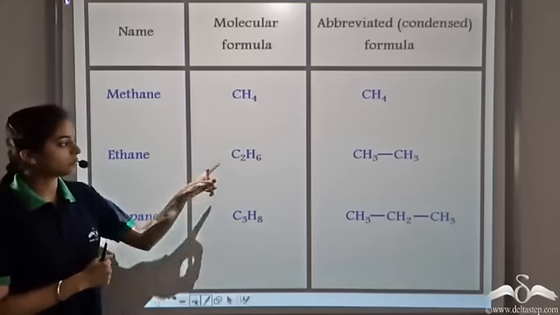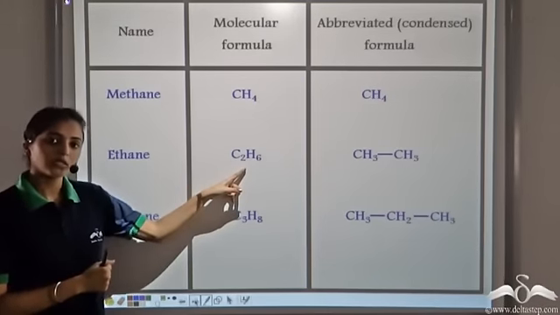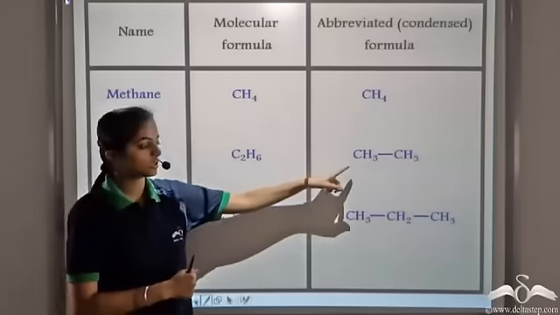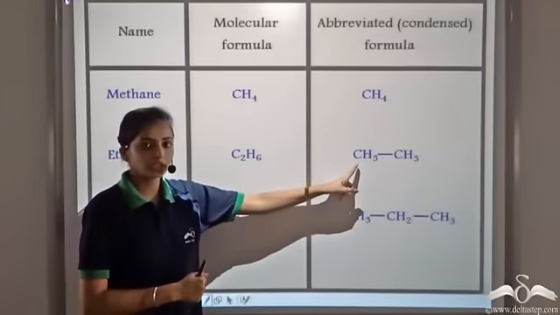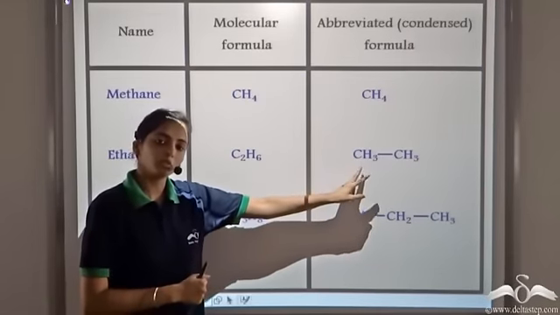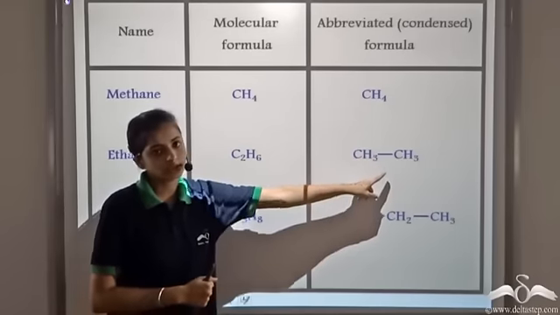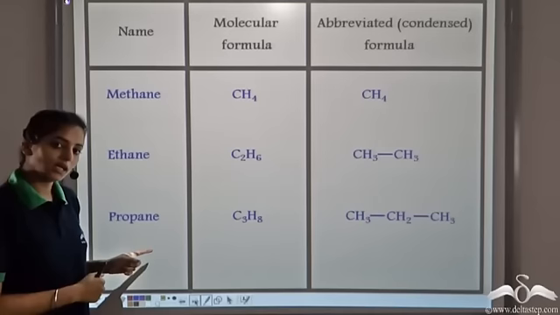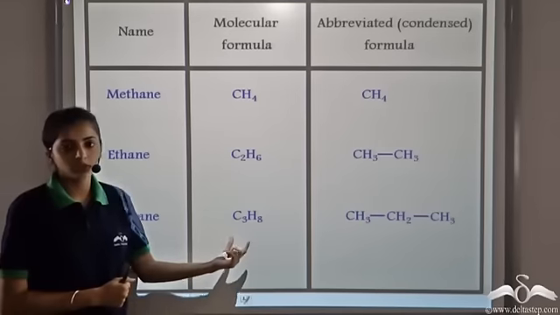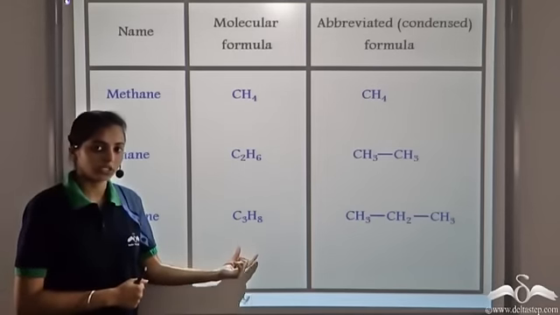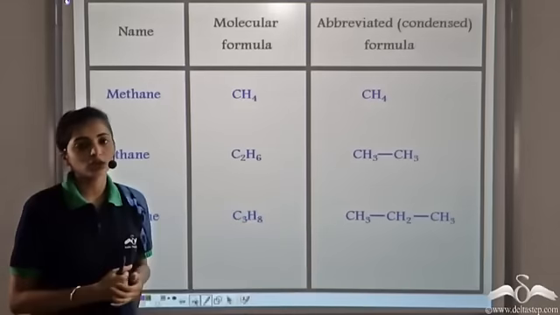For ethane, the molecular formula is C2H6, and when we write the abbreviated or condensed formula, we get CH3, a single bond between the two carbon atoms, and CH3, so we get CH3CH3. Similarly, the third alkane, propane, has the molecular formula C3H8, and that is the abbreviated or condensed formula.